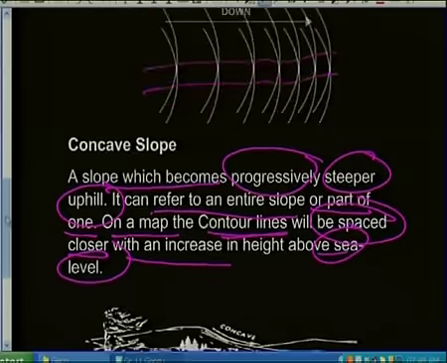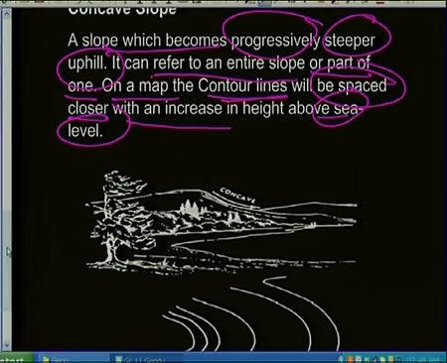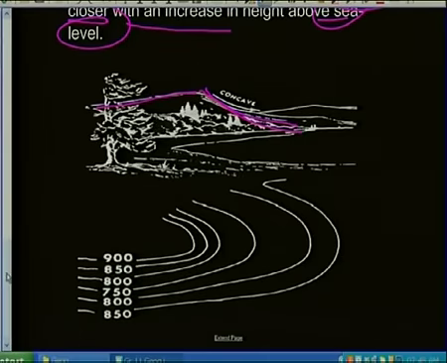Let's look at a diagram to represent this. Note the concave shape. Note the gentle slope and the concave shape. How is it represented with contour lines? The contour lines start off being close together and progressively become widely spaced. This is best described as a concave slope.